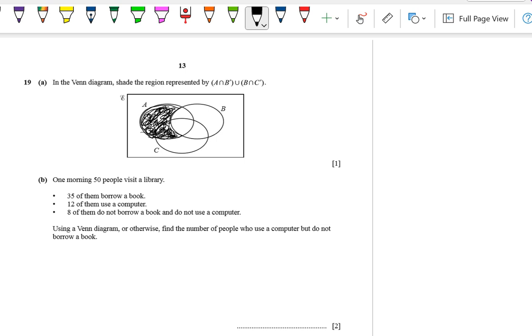Similarly, common between C complement and B. C complement is everything except C, and the common between everything except C and B is this portion. Sorry. Not this one because it was C.